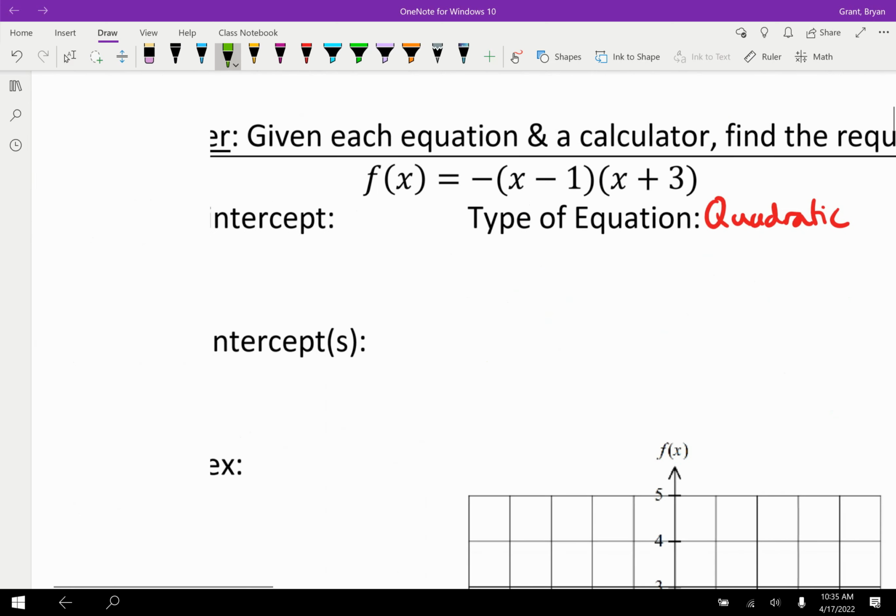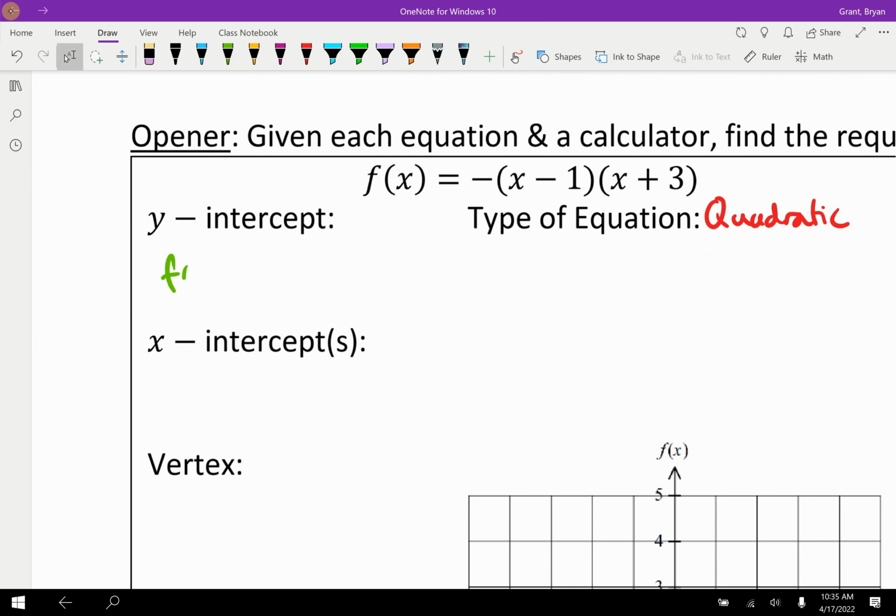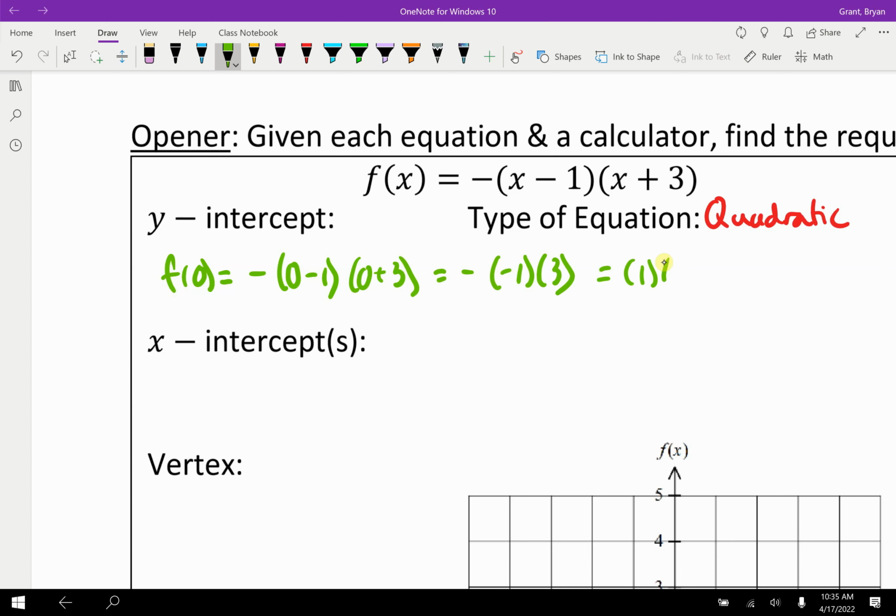We used green. So the y-intercept, I think this is the same idea, right? F of 0 equals negative 0 minus 1 times 0 plus 3. Again, you could use your calculator here, or we could just use PEMDAS. I'll do what's inside the parentheses first. And then we multiply. Negative times negative 1 is positive 1. And then 1 times 3 is 3.